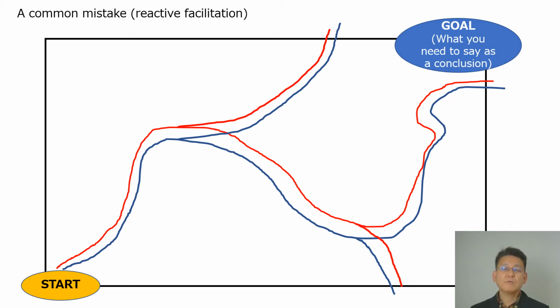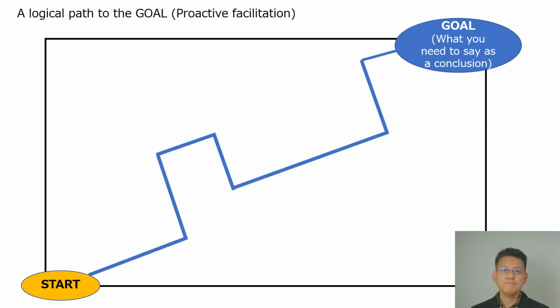It seems right to listen to what they are saying and react to what they're saying, but this is a common mistake, and here is how you can solve this issue. Now you can see this is a logical path to the goal, which I call proactive facilitation.